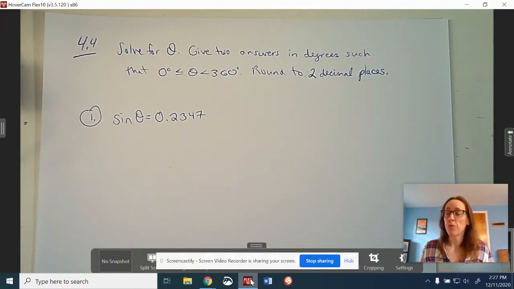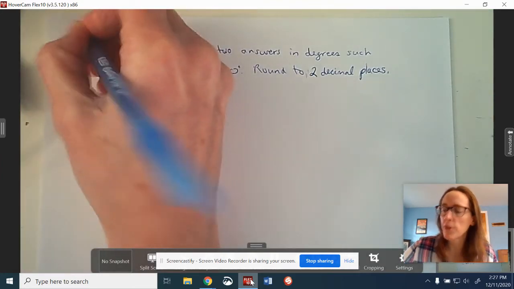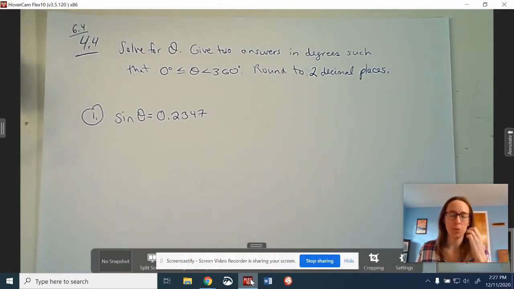This is from section 4.4 if you are in period 3, 8, or 6. If you are in period 4, this is from section 6.4 in your textbook.